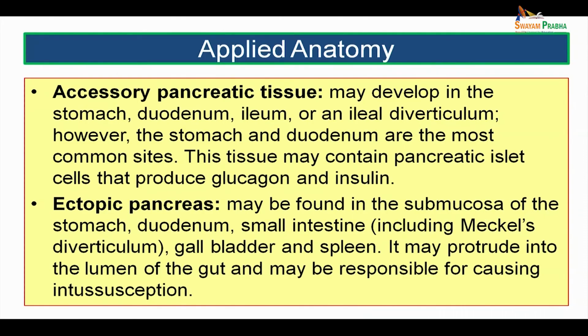This may be found in the submucosa of the stomach, duodenum, small intestine including Meckel's diverticulum, gallbladder and spleen. When present, it may protrude into the lumen of the gut tube and may be responsible for causing intussusception. These were the applied anatomy points of the pancreas.